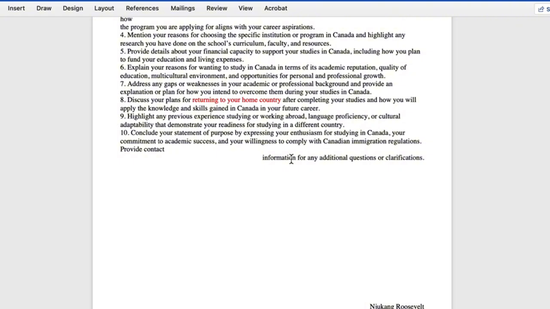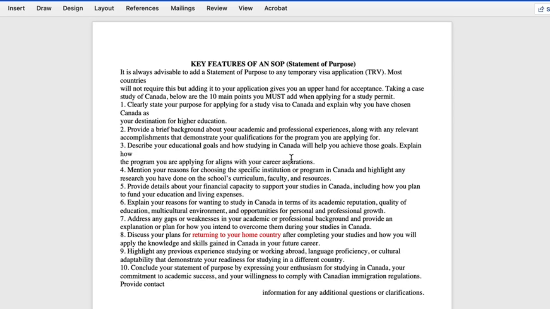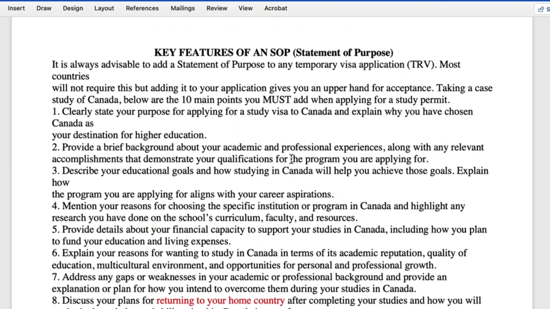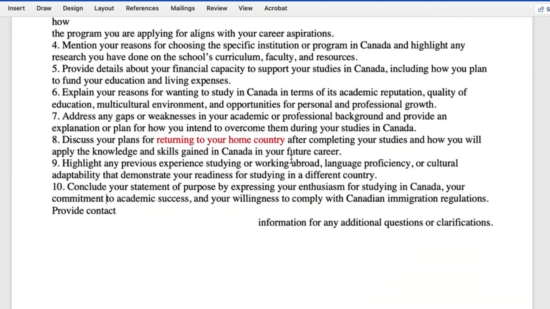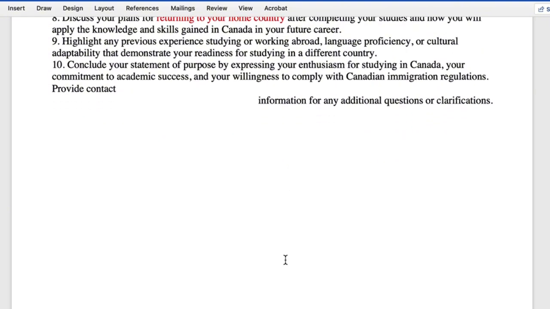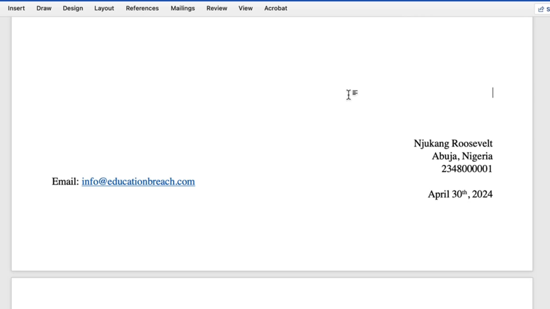Okay, guys, so these are the 10 main features that you should include at least in your statement of purpose. So I'm just going to read out something that I have sketched here, just an example, right? So let's just go down.